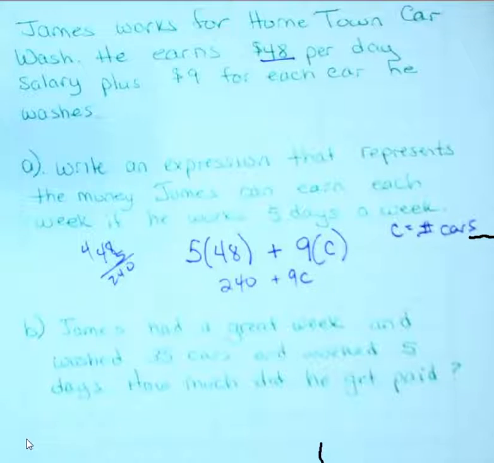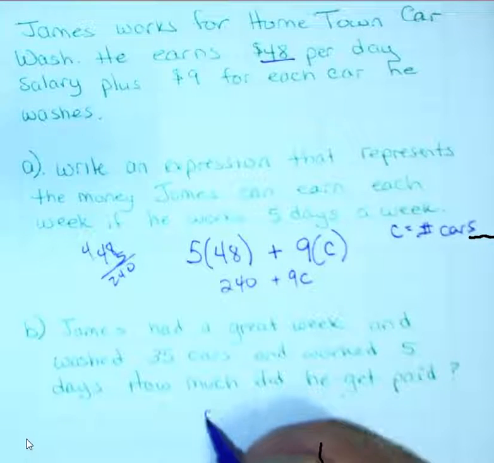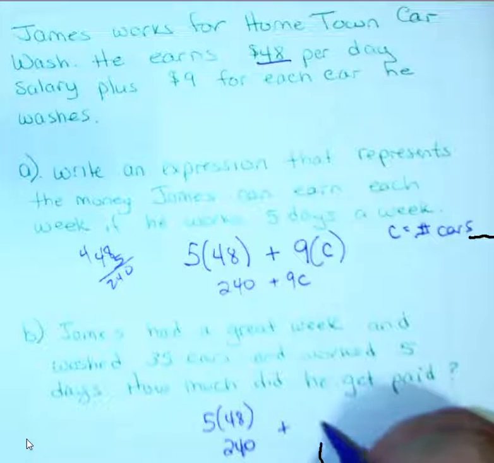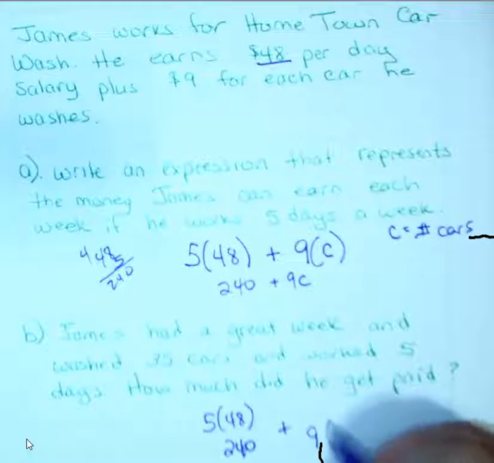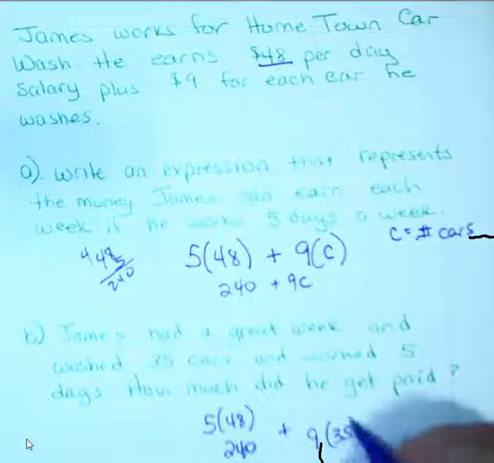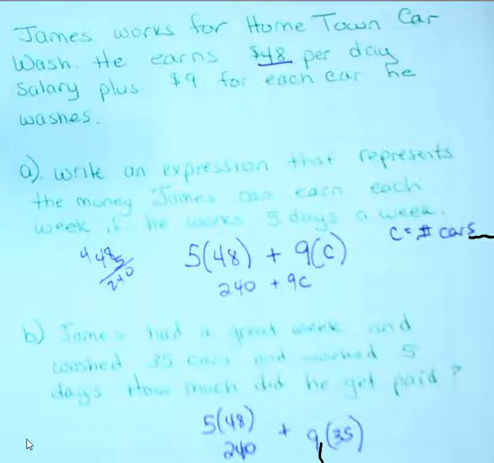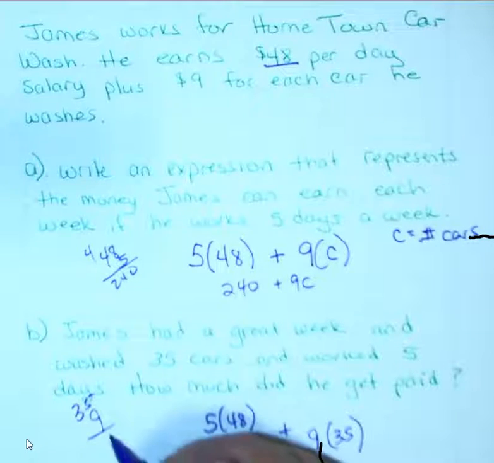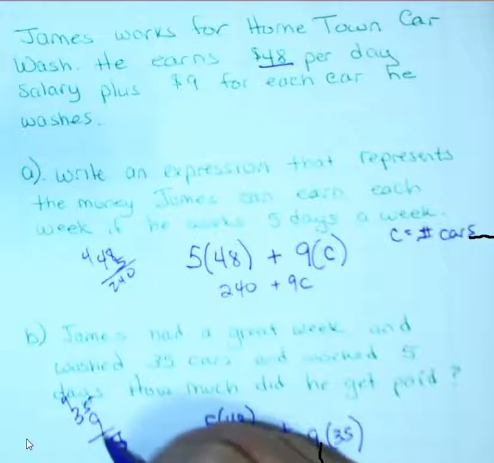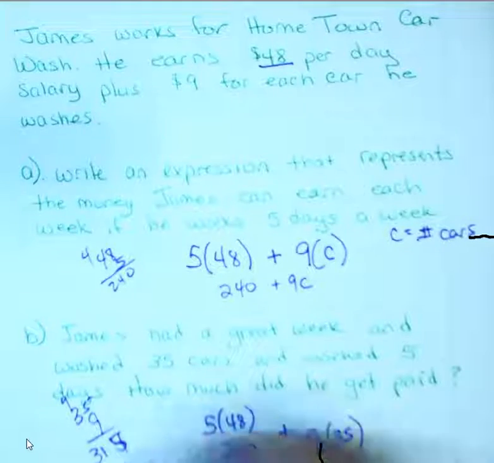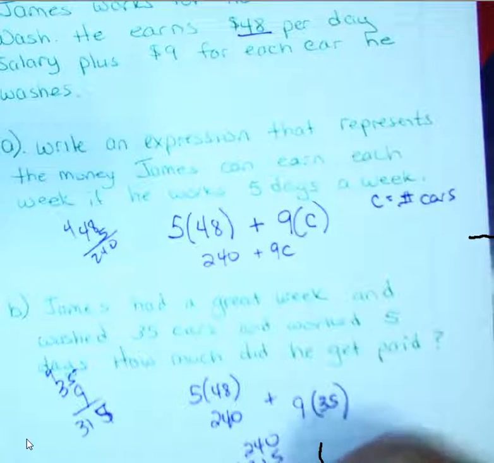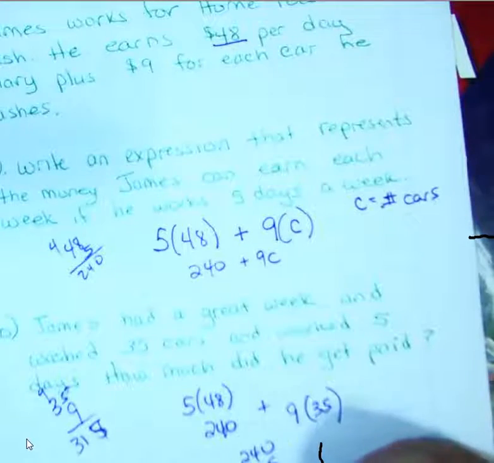Then he has a great week. He washed 35 cars and he worked 5 days. So how much did he get paid? Well, we know he worked 5 days at 48, and we already know that's 240. Plus, he got $9 for every car, and he washed 35 cars. Okay? So that would be 35 times 9. That's 45, 27 plus 4 is 315. Okay? So we have 240 plus 315 gives us 555.